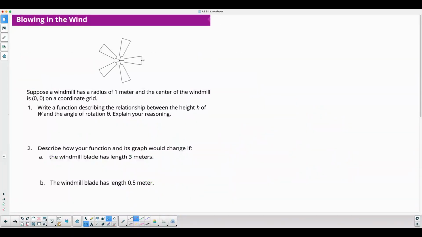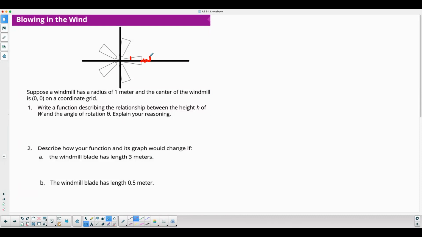All right, so we're back to the windmill situation here. So suppose a windmill has a radius of 1 meter. The center of the windmill is at 0, 0. So I'm going to go ahead and draw this right here. Put my axes here. Okay, so windmill has a radius of 1 meter. So I put a 1 there. Write a function describing the relationship between the height h of the windmill and the angle of rotation theta.